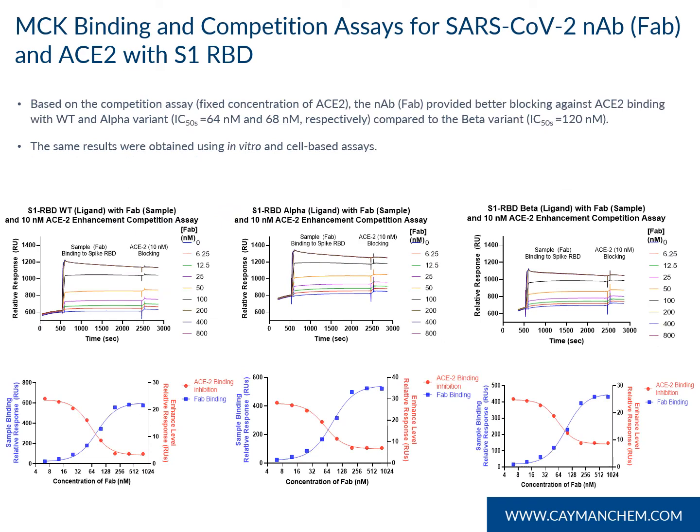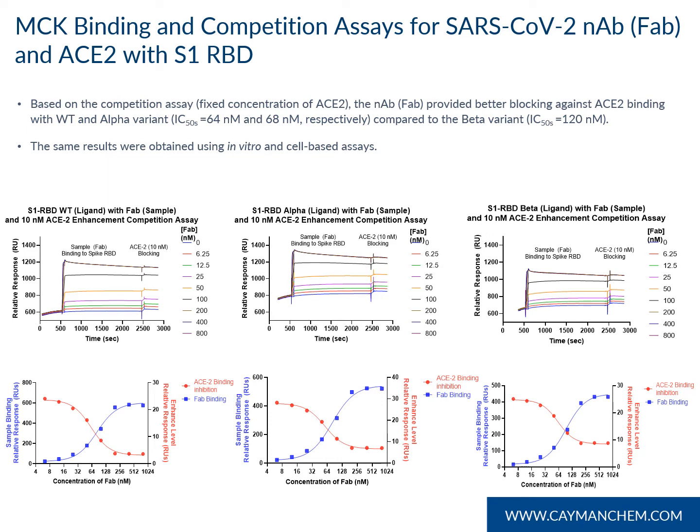We then followed with a multi-cycle kinetic run for the competition assay to look at neutralizing antibody Fab's region ability to neutralize S1 RBD wild type and variants when ACE2 is added at KD, 4 times the KD, and 1/4 of the KD concentration. We are showing data for ACE2 at 10 nanomolar concentration, or the KD concentration here.